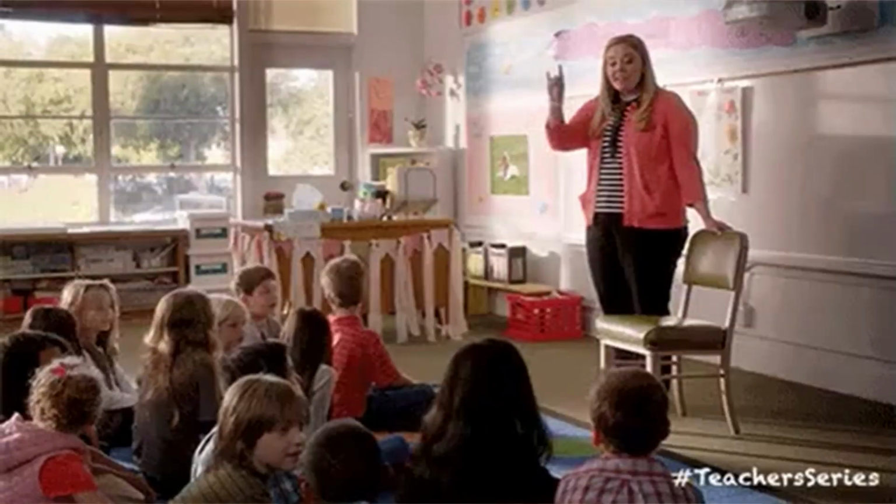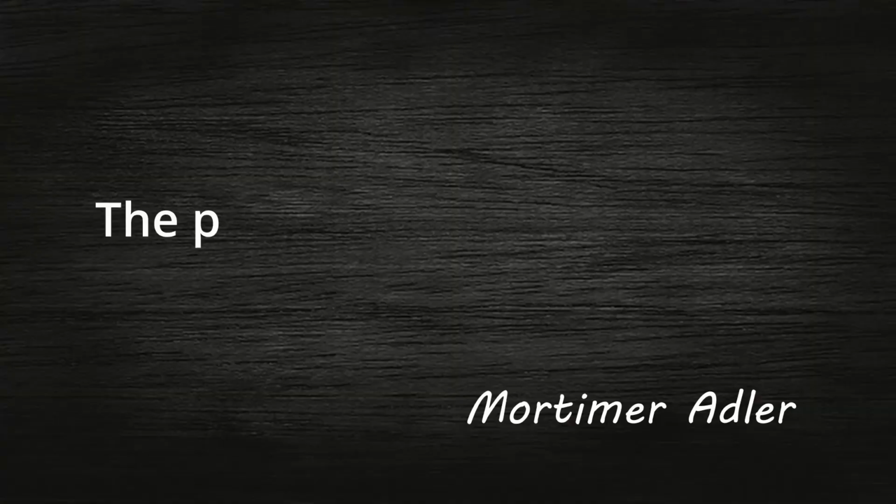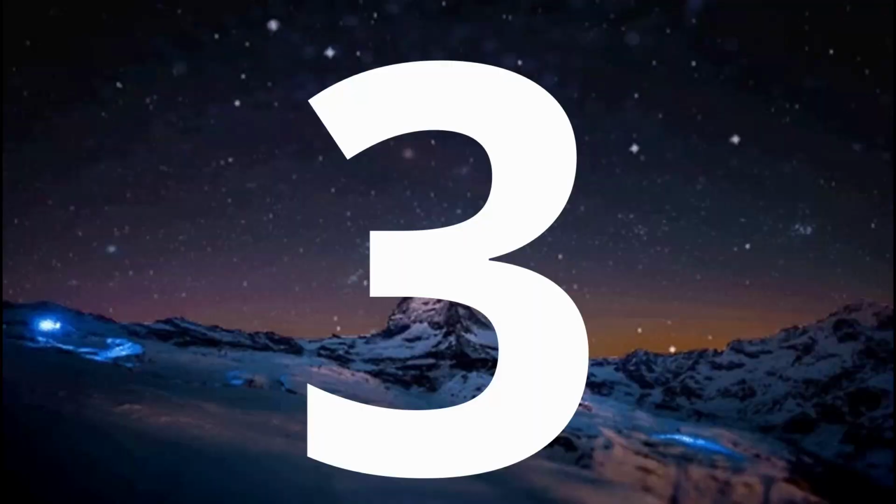Now, the whole point of explaining it to a 6th grader is so you can understand it in the simplest of terms to transmit it to someone else. There's a really interesting quote from Mortimer Adler, which goes like this: the person who says he knows what he thinks but cannot express it usually does not know what he thinks. Now, when you can easily explain something to someone else, then you know that you know what you know.